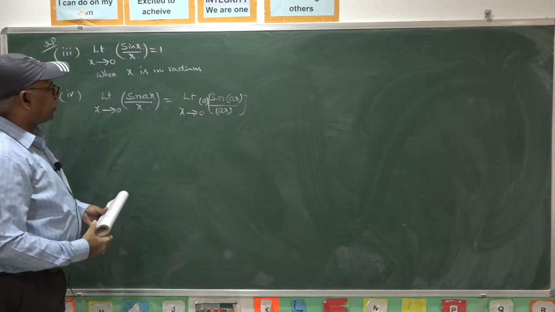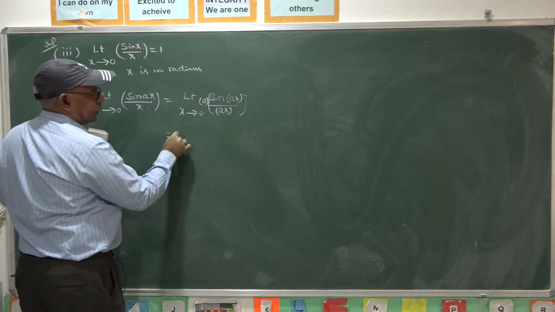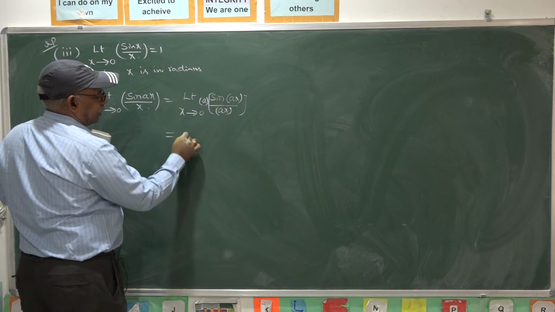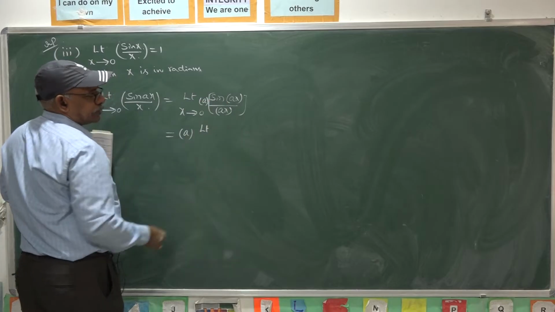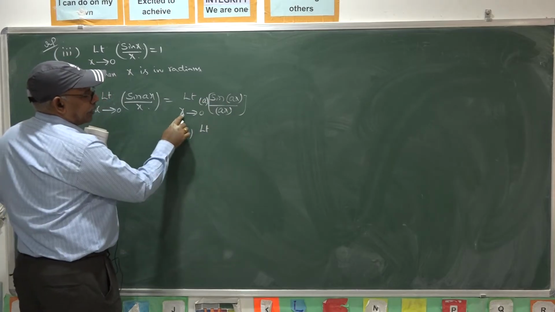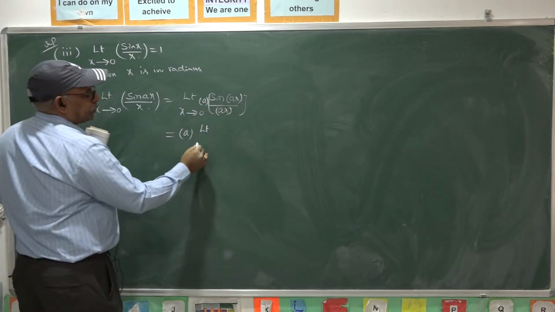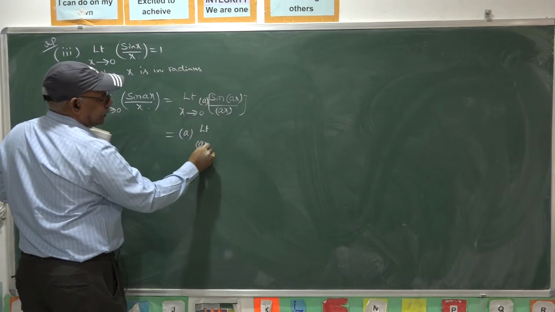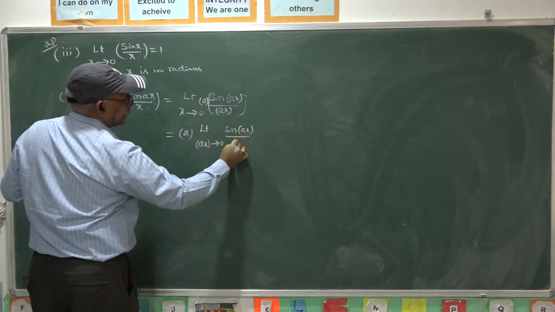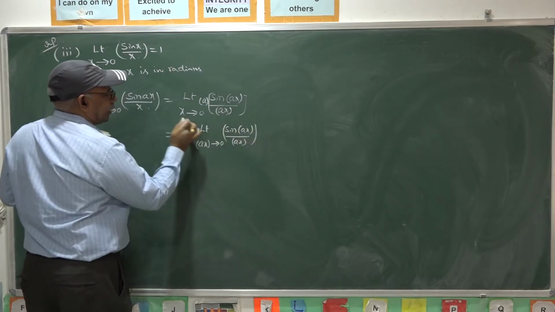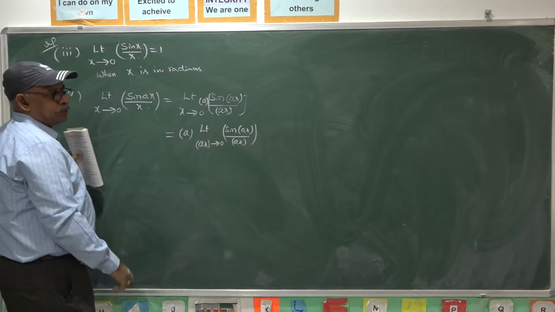I am multiplying the numerator and denominator with a. Since a is a real constant, you can take it outside the limit and apply the limit to sin ax by ax. As x goes to 0, ax also goes to 0. So you can write this limit as ax goes to 0, sin of ax by ax, since as x goes to 0, that immediately gives us ax also goes to 0.